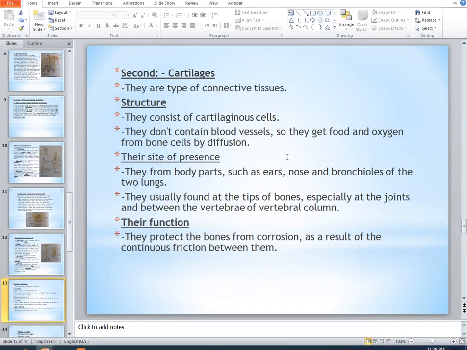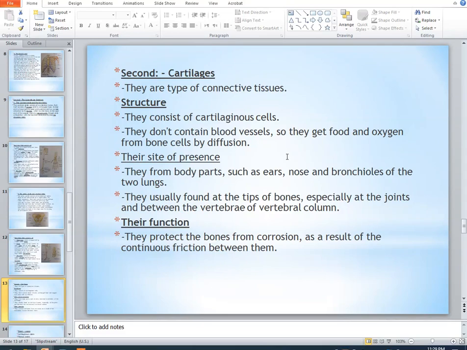Second, we talk about the cartilage. It is a type of connective tissue. What is the structure of cartilage? They consist of cartilaginous cells. They don't contain blood vessels, so they get food and oxygen from bone cells by diffusion. Where are their sites? They form body parts such as the ear, nose, and bronchioles of the lungs. They are usually found at the tips of bones, especially at the joints between the vertebrae in the vertebral column.